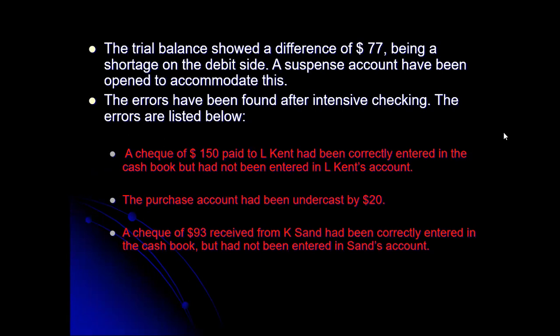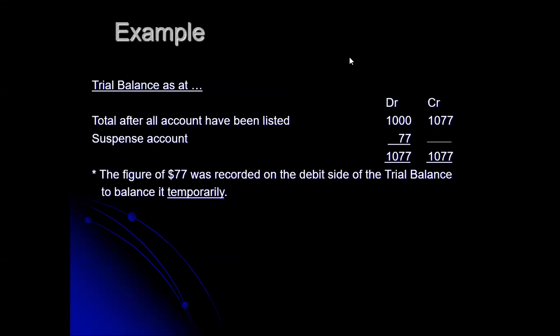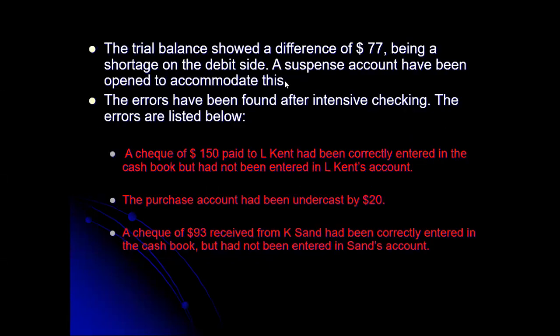Okay, here's an example. Falling back to this trial balance, it shows a difference of 77. Now, these are the errors given to us, the ones in red colored font. The first error is a check of $150 paid to L. Kent had been correctly entered in the cash book. When they say this had been correctly entered in the cash book, it simply means that we have correctly credited the cash book because we are paying a check. That's for you to figure out.